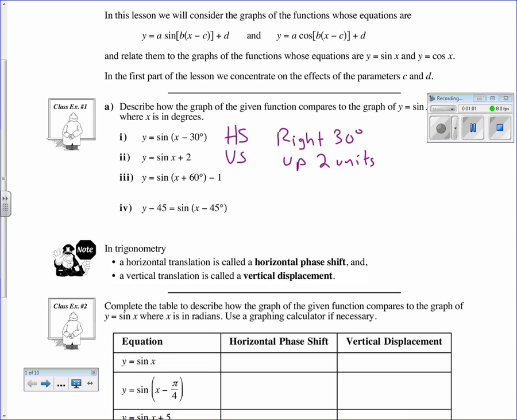Now in the next one, I have a combination of 2 things. What's the effect of the 60? Horizontal or vertical? Horizontal, left or right? Left. And it's going to go left 60 degrees. And the -1? Up or down? I have that vertical shift on my -1. That's going to make my graph go down 1.